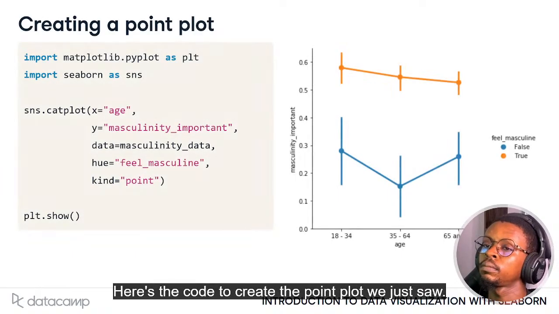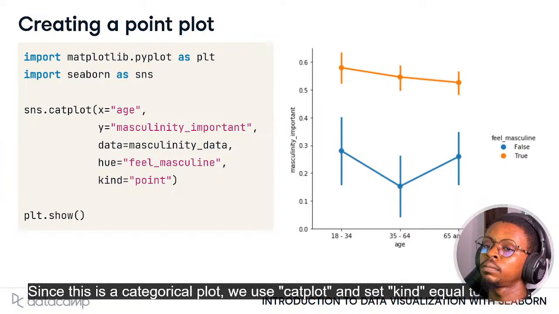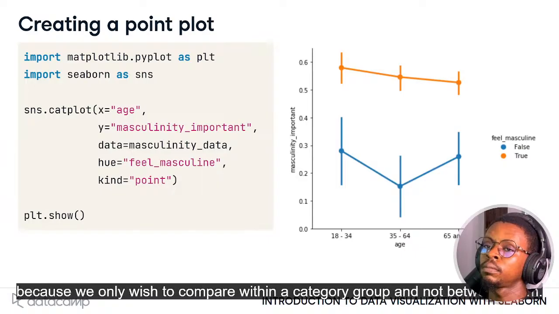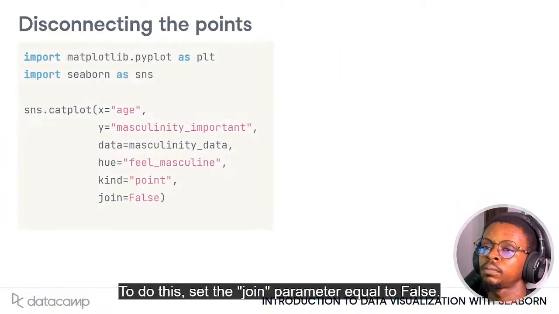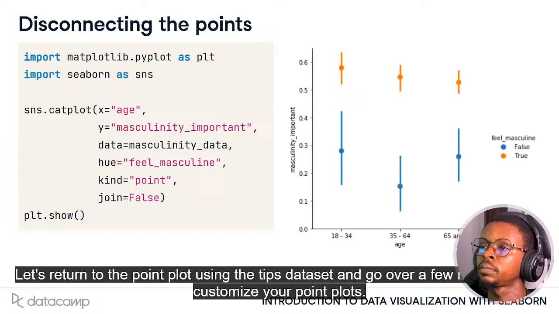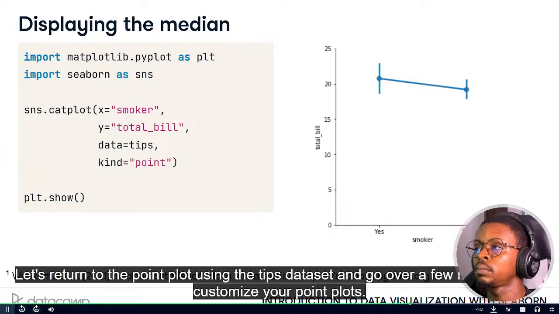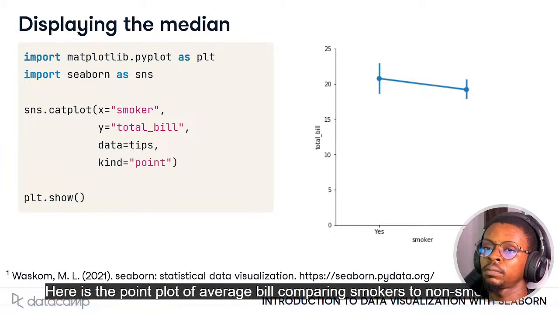Here's the code to create the point plot we just saw. Since this is a categorical plot, we use catplot and set kind equal to point. Sometimes we may want to remove the lines connecting each point, perhaps because we only wish to compare within a category group and not between them. To do this, set the join parameter equal to False. Let's return to the point plot using the TIPS dataset and go over a few more ways to customize your point plots. Here is a point plot of average bill comparing smokers to non-smokers.